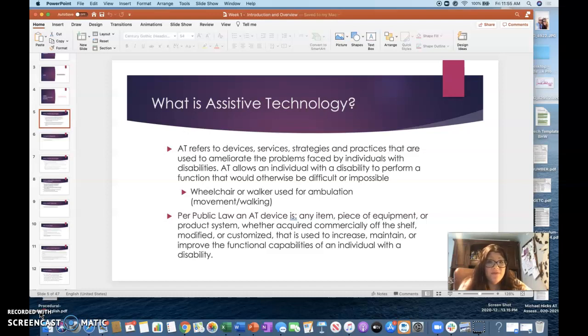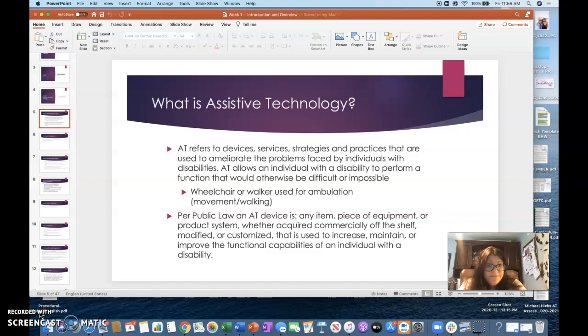AT refers to devices, strategies, services, and practices that are used to eliminate problems faced by individuals with disabilities. So what we're looking at here is giving an individual with a disability a platform to perform a function that would otherwise be considered difficult or impossible. So some examples of that could be a cane to assist with walking, or a wheelchair, or a walker. It could include a larger mouse or an adaptive keyboard to give someone access to typing on a computer.